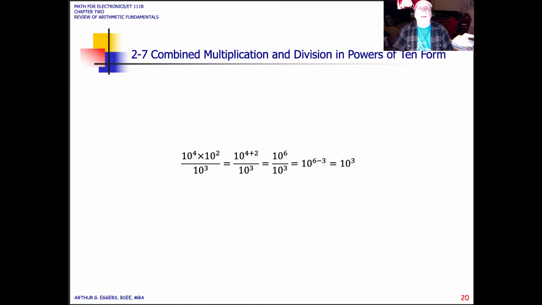Okay, next we'll look at combined multiplication and division in powers of 10 form. So it gets a little more complicated. So we'll come back to that and finish up chapter 2.